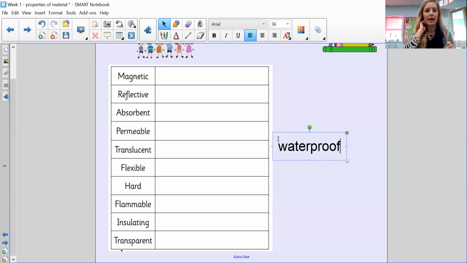Repel means get rid of. And so the water would just fall away. And that's what a raincoat does. The water doesn't get absorbed.